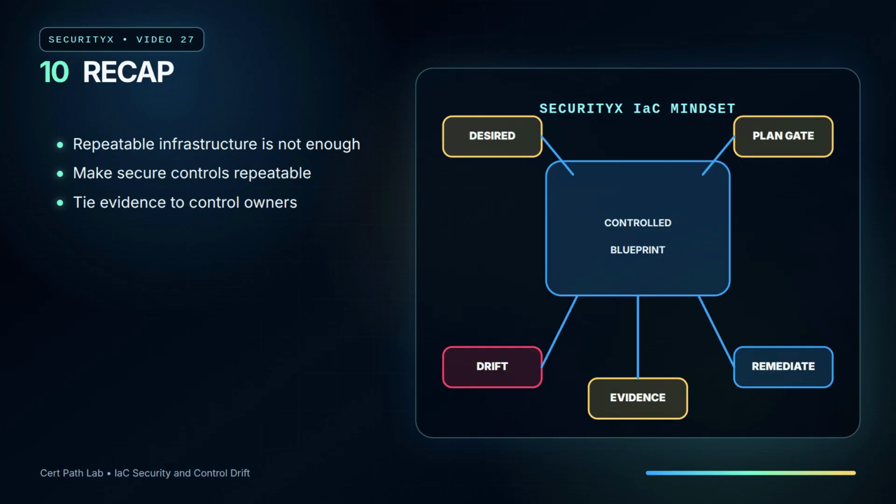Recap. Infrastructure as code is powerful because it makes infrastructure repeatable. Security depends on making the right controls repeatable. Treat desired state as control intent. Review plan before apply. Enforce policy as code. Watch for drift. Use remediation automation carefully. And keep evidence tied to a named control owner. That is how Terraform, Ansible, and drift management become part of SecurityX level engineering judgment.